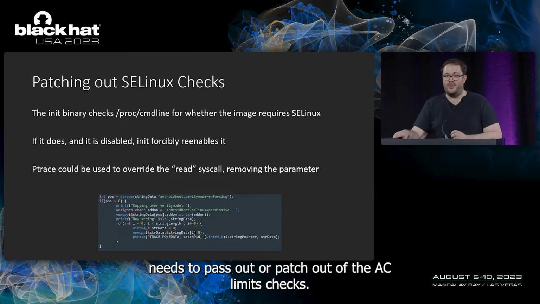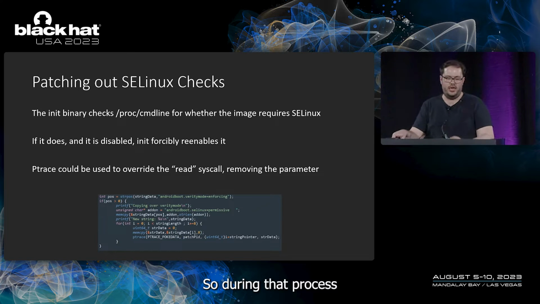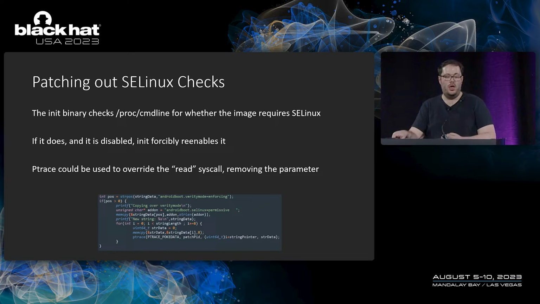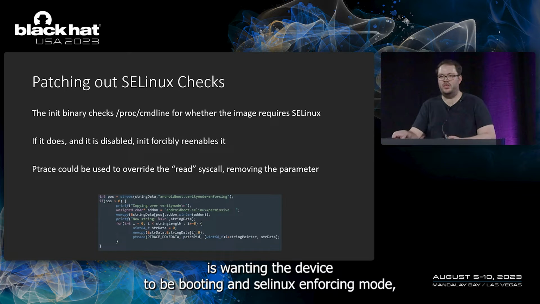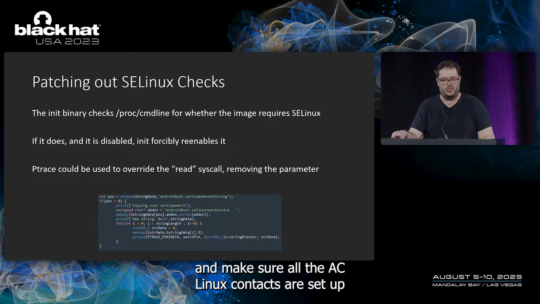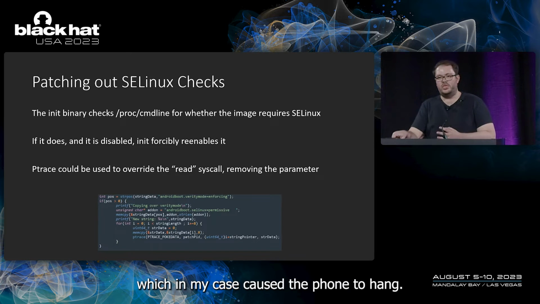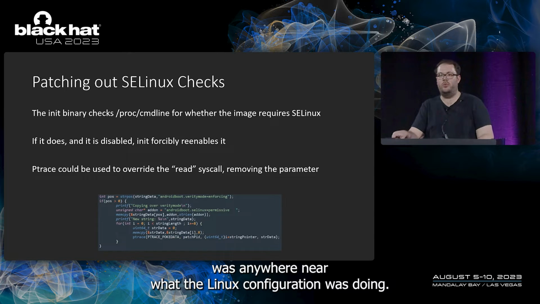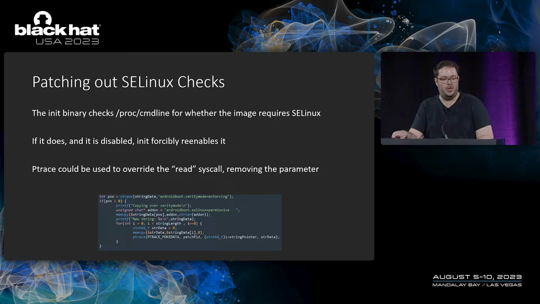I then needed to patch out all the SELinux checks. During the init process, init will check if the proc command line, which is from the kernel, wants the device to be booting in SELinux enforcing mode. If it is disabled when this happens, it forcibly re-enables it and makes sure all the SELinux contexts are set up, which in my case causes the phone to hang and me to have to do a forced restart, because nothing about what I was doing was anywhere near what the SELinux configuration was doing.